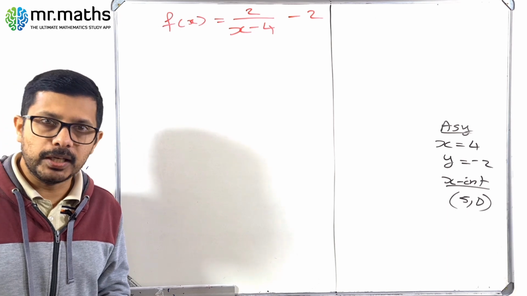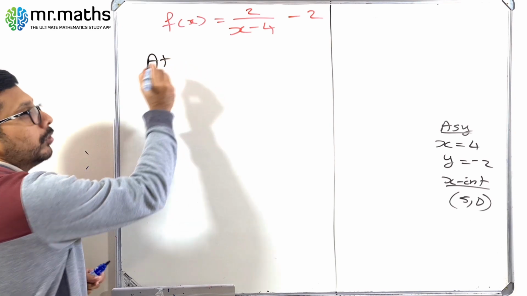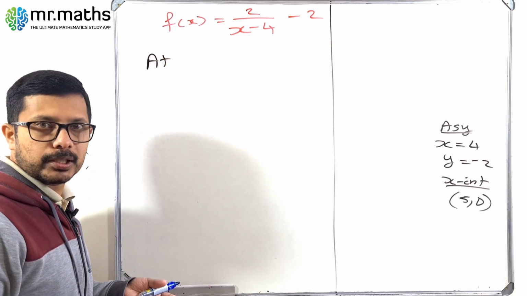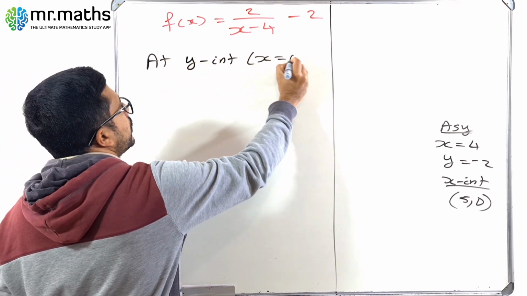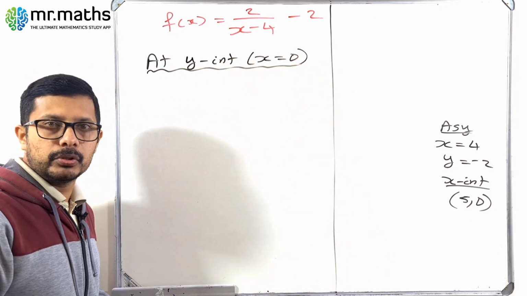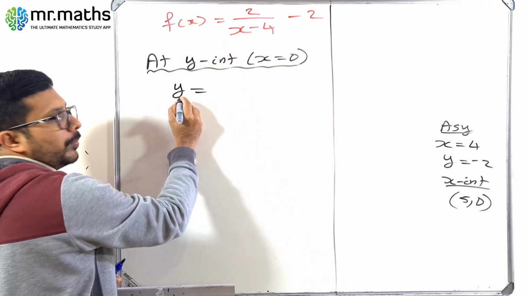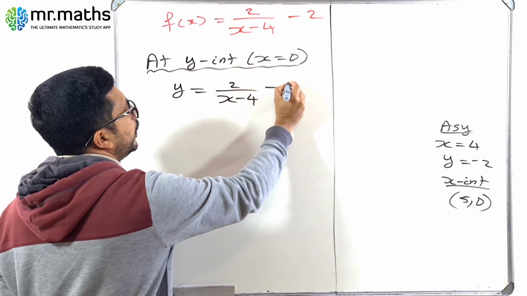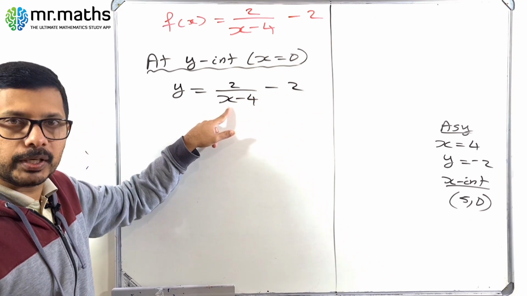So what is outstanding there? We have to find the y-intercept. Even though that question is not there, to sketch the graph we want to know the y-intercept. At the y-intercept, the value of x is equal to 0. So to find the y-intercept, you have to substitute the value of x as 0. f of x is the same as y. y is equal to 2 divided by x minus 4, minus 2. So in this equation we have to substitute the value of x as 0.